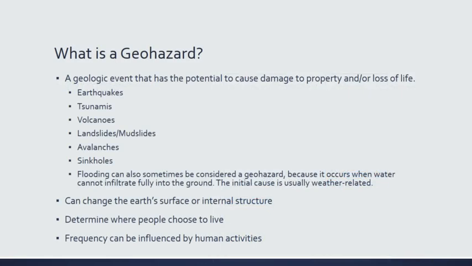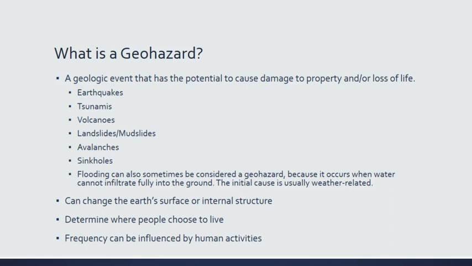So first of all, what's a geohazard, a geologic hazard? This is any geologic event that has the potential to cause damage to property and or loss of life. And the big geohazards are going to be earthquakes, tsunamis, volcanoes, landslides, mudslides, and avalanches. Those are all in the same category, by the way.